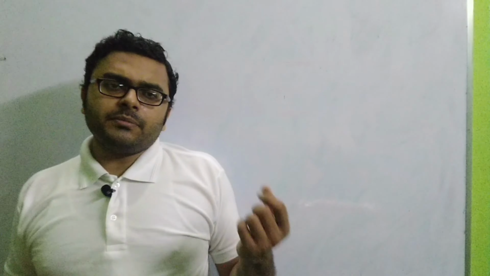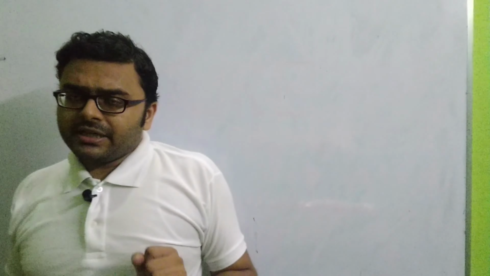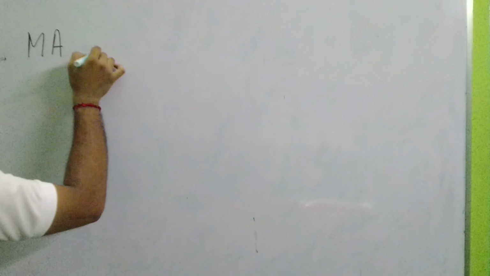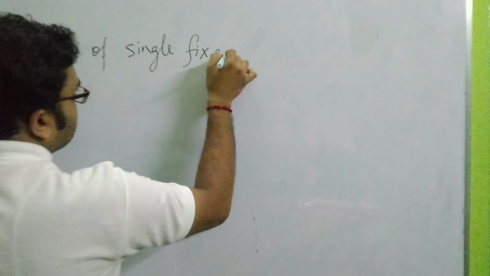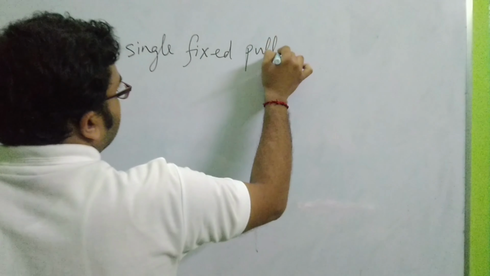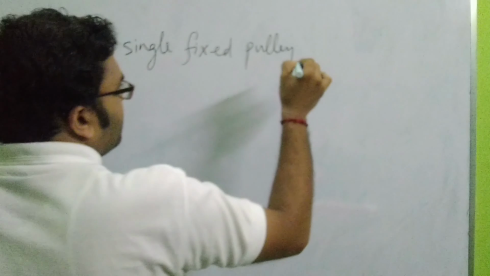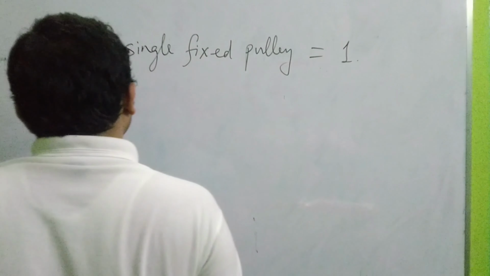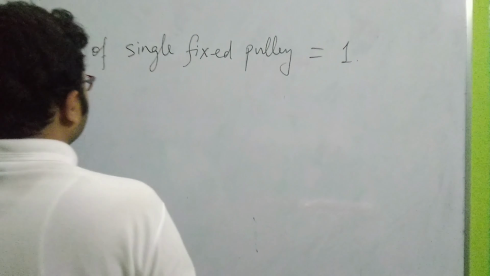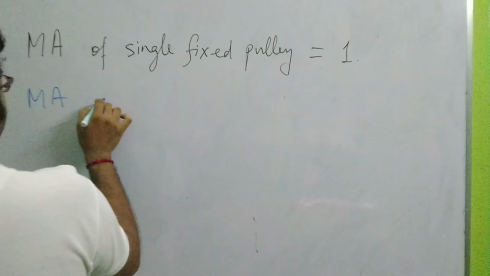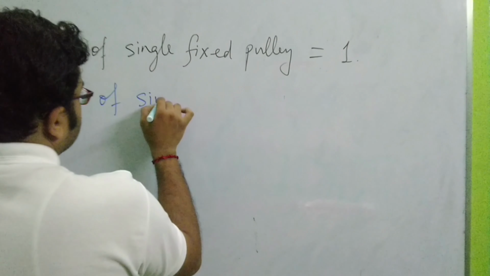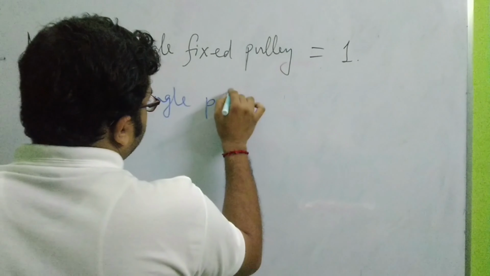If you remember, the mechanical advantage of a single fixed pulley is 1, isn't it? MA of a single fixed pulley is 1. So a single fixed pulley neither acts as a speed multiplier nor as a force multiplier. So what does it do? It simply changes the direction of application of force to a more convenient direction. We have discussed this.